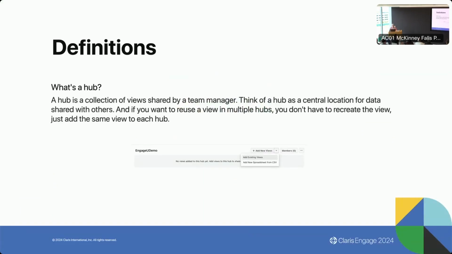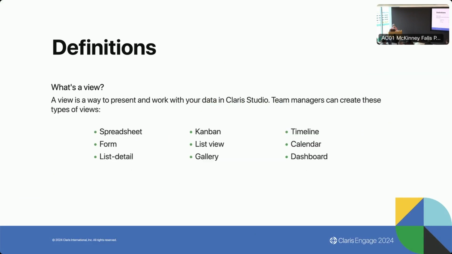In Claris Studio, there are hubs. That's a group of views, where you can share data with others. And in a hub, there are views, and there are 8 different types of views. The spreadsheet and form were the first ones, and there's the list detail, Kanban, list view, gallery, timeline, calendar, and dashboard, and we're going to make a recap of those.